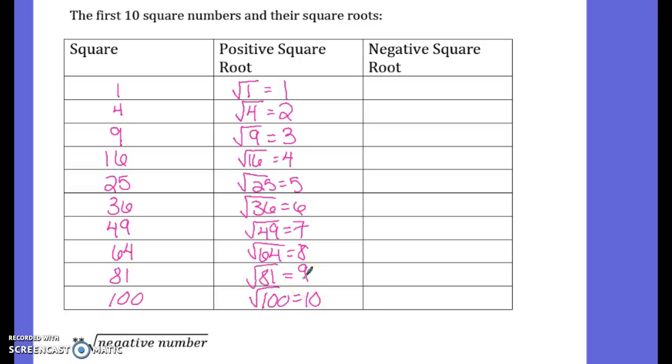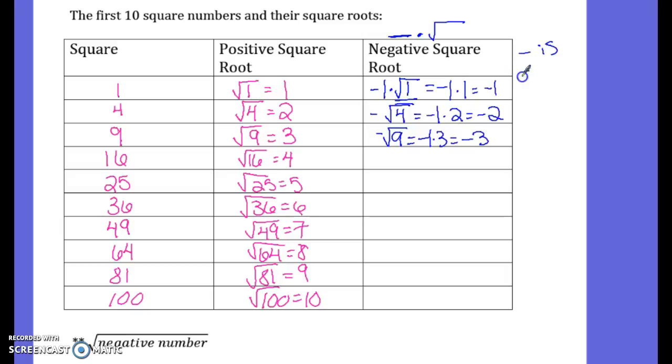Now this next column is called the negative square root. So literally it's taking a negative times a square root. So essentially it's negative 1 times the square root of 1. You first take the square root of 1, which is 1. So it'd be negative 1 times 1, which is negative 1. Negative the square root of 4 would be negative 1 times 2, which is negative 2. Negative the square root of 9 would be negative 1 times 3, which is negative 3. And I'm sure you recognize the pattern. Notice the negative is outside the square root. That's very, very important.